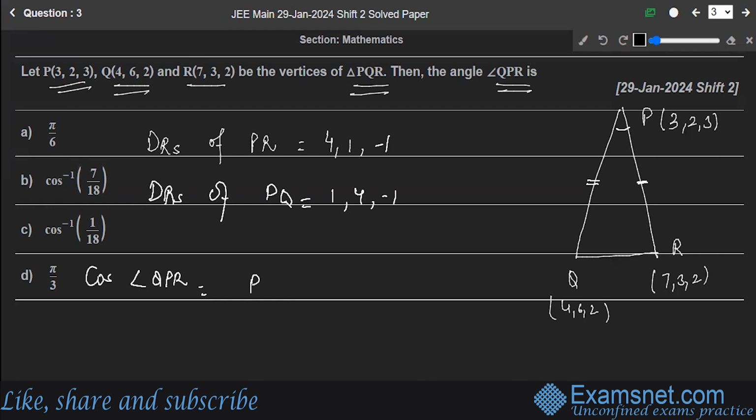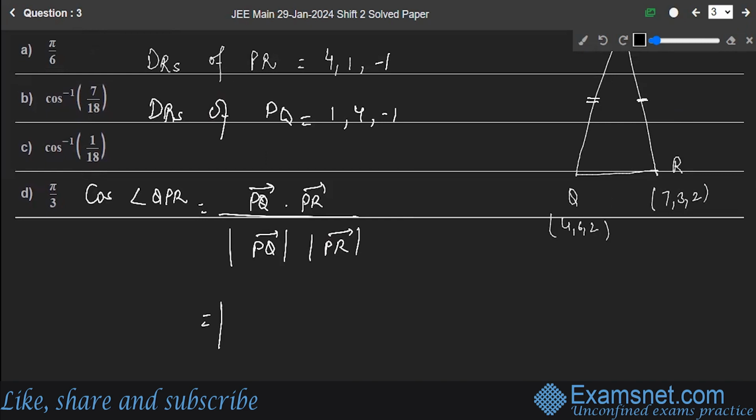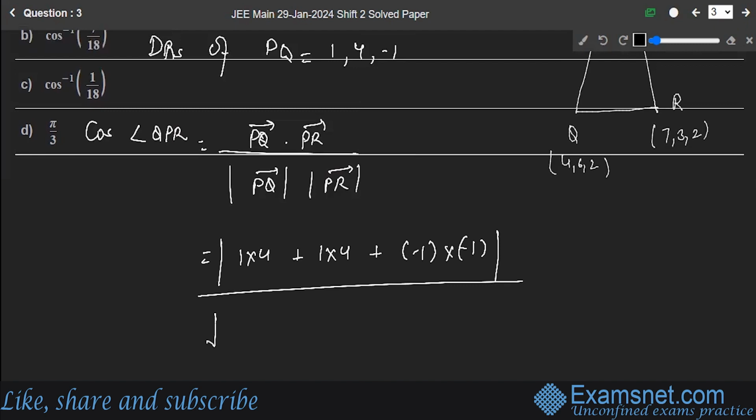So this is given by the dot product of these two vectors PQ and PR divided by their magnitudes. Let's find out the dot product of both of them. This will be given by 4 into 1 plus 1 into 4 plus minus 1 into minus 1, whole thing divided by the magnitude. This is the root of 4 square plus 1 square plus minus 1 square, multiplied by the root of 4 square plus 1 square plus minus 1 square.